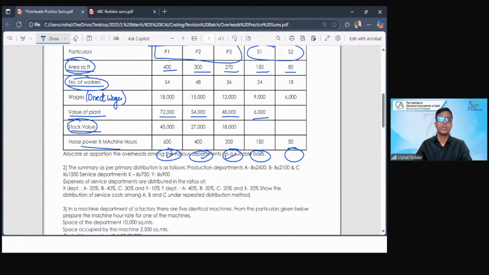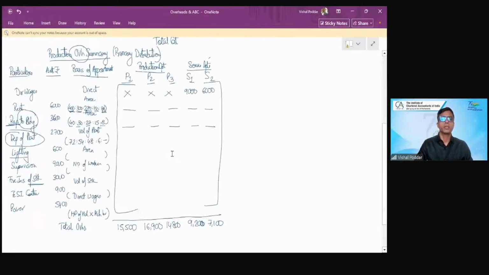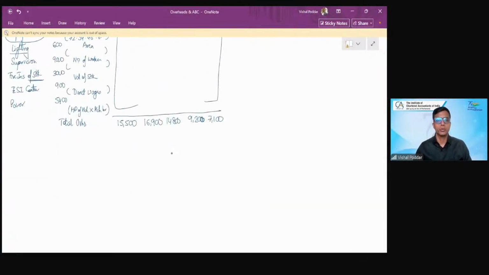Now, what is the secondary distribution? In secondary distribution, what am I supposed to do? In my secondary distribution, I am supposed to reapportion these expenses to my production departments. This is what is called secondary distribution, or it is also called reapportionment of overheads.